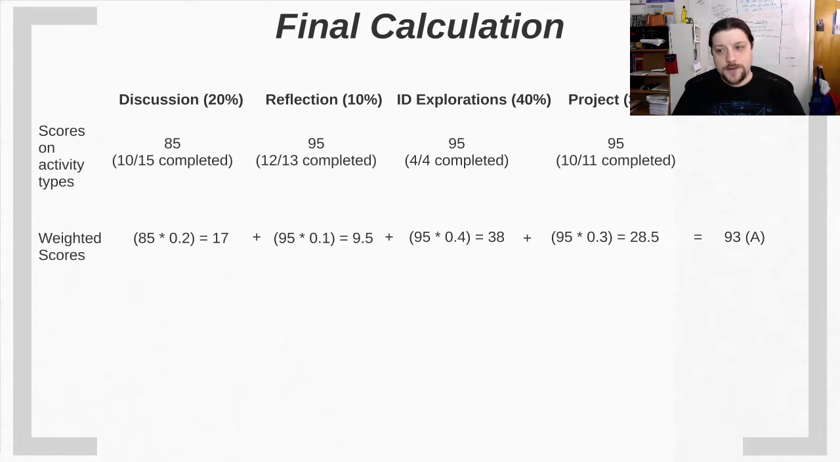All right, so rubber meets the road here. How does this all calculate into a final grade? Well, I took about an average student. Let's say that in the discussions, the student completed 10 out of the 15 discussions with a check mark. That would mean that's an 85 for that component. The reflection, let's say they completed 12 out of the 13. That would be a 95 for that part. The ID explorations, their groups completed all 4, so that's a 95. And you have a project where you got 10 out of 11.